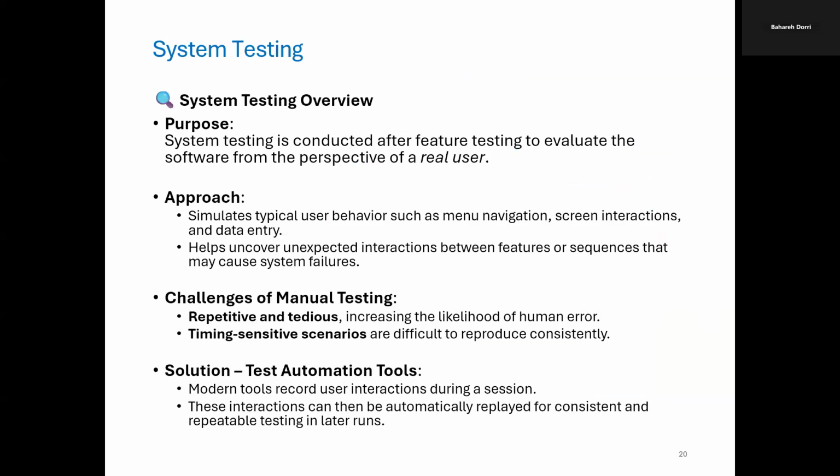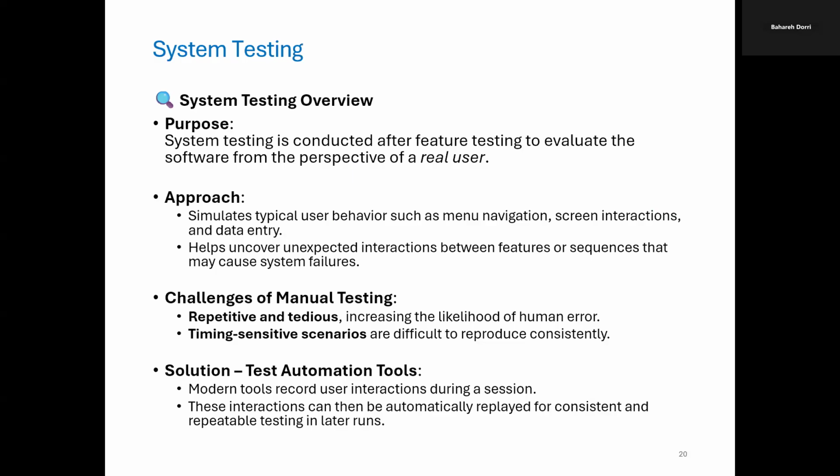Let's talk about system testing. It's where things start to feel a lot more real. At this stage, we have already tested individual features, but now we want to see how everything works together. So we act like a user. We click around menus, fill out forms, hit buttons, basically walk through the software just like someone would in the real world. The goal here is to catch any weird issues that pop up when different parts of the system interact. Maybe a certain order of clicks crashes the app, or a combination of inputs leads to a bug. This is where we would find that.